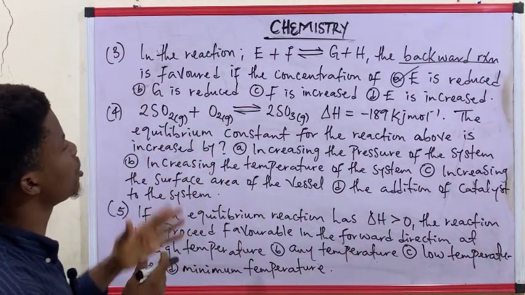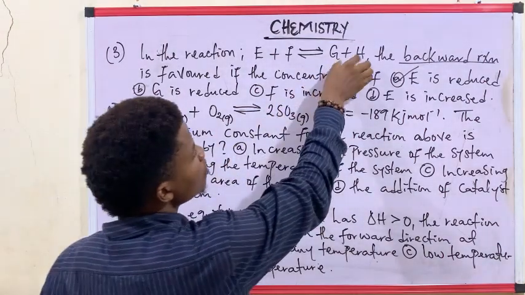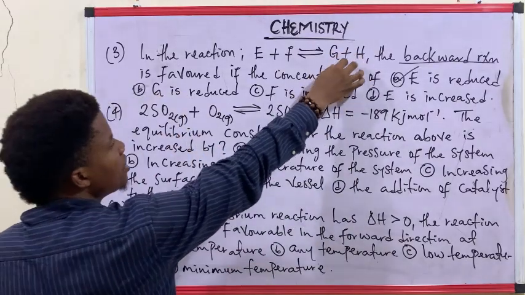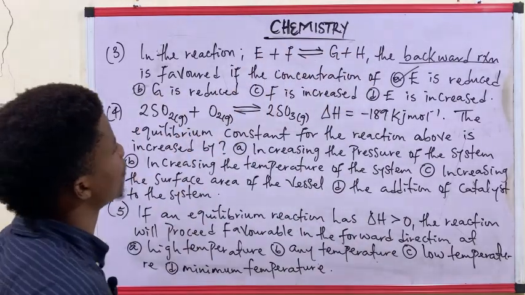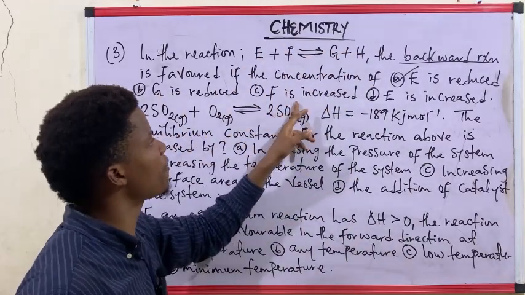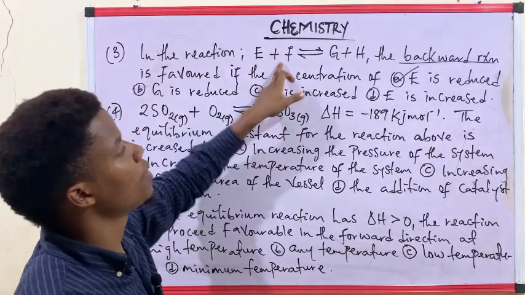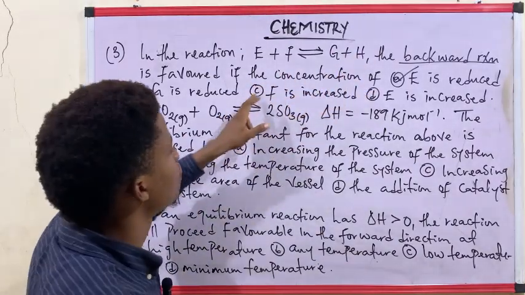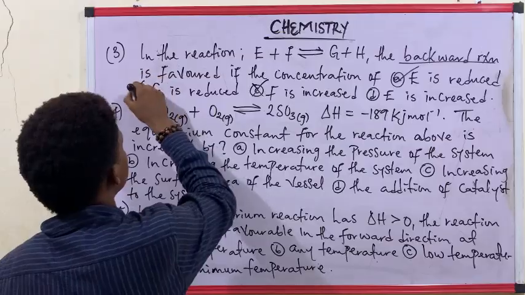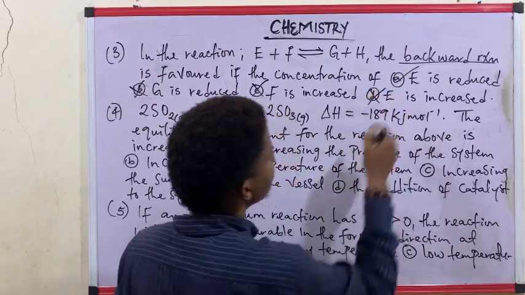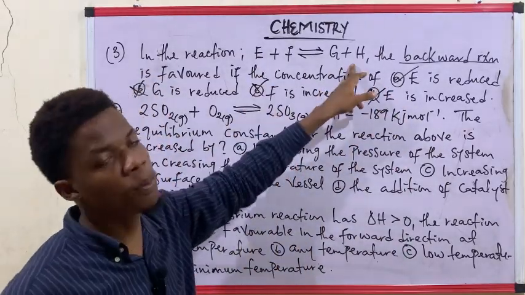So B, G is reduced. If you reduce G on the right side, this right is favored, so the forward side is favored. If you increase F, the opposite side is favored. So this is out of it, this is out of it. And if you increase E, the opposite side is favored.